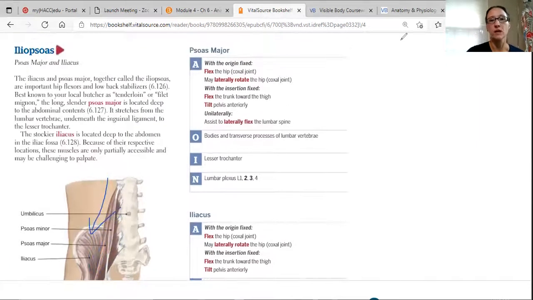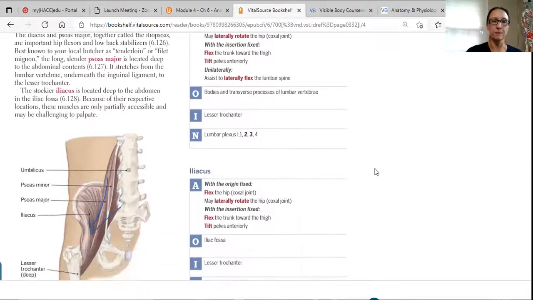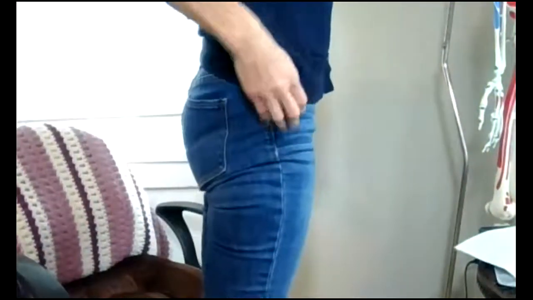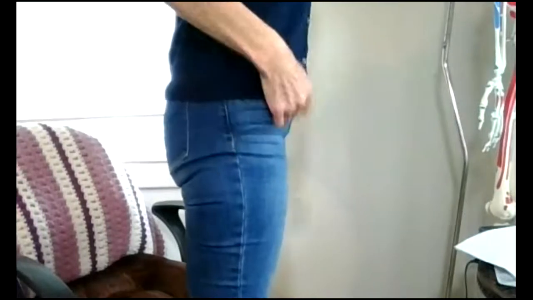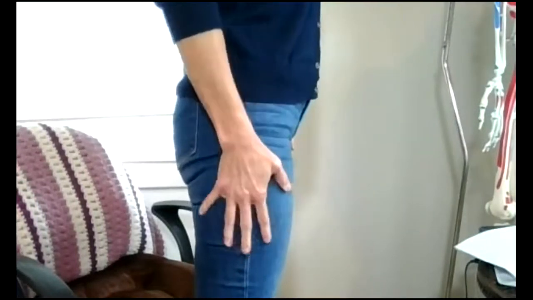Well, and I'll address the unilateral action of psoas in a second. So I'm going to stop the share and explain to you how this works. Okay, so I'm going to stand like this, and you see the seam of my pants here. Make sure that my jeans are in the right place so that I can show you.